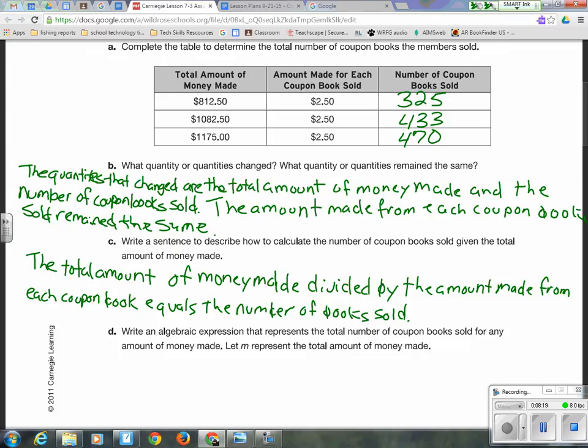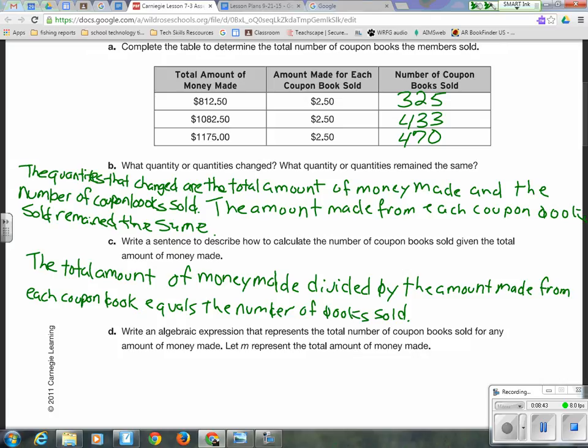The total amount of money made divided by the amount made from each coupon book equals the number of books sold. That's all we did. We actually wrote down in words what we did. If I asked you the question, what do we have to do to solve this problem? That's the answer that you would give me in English, correct?